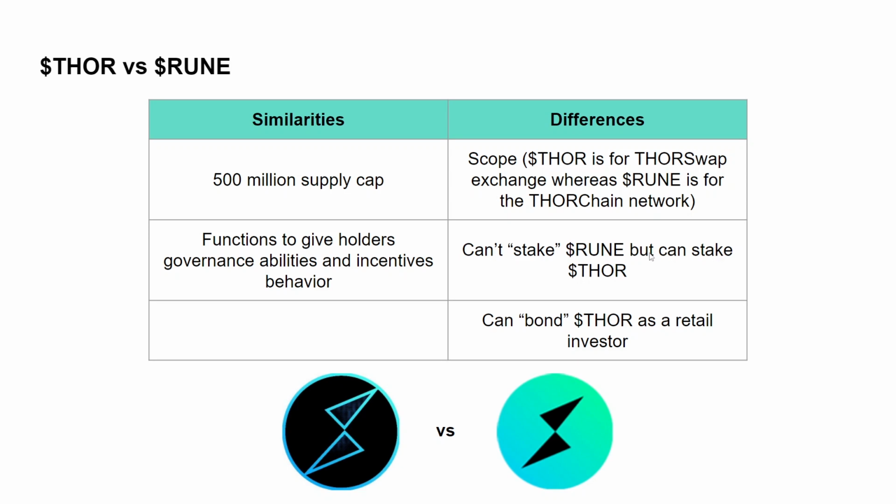However, you can stake the THOR token in order to receive back more THOR. And the last thing here is that users can bond THOR as a retail investor. And what I mean here by bond is not what nodes are doing on the THORChain blockchain, but instead bonding THOR as a retail investor is a way to get discounted THOR tokens in exchange for another asset. And I'll show later on how this can be done to get discounted THOR.